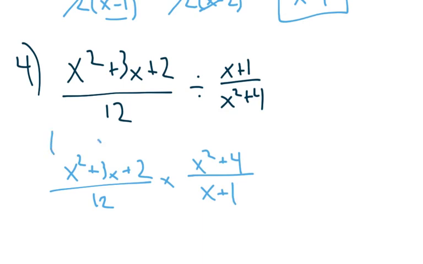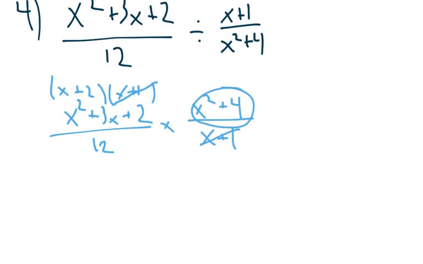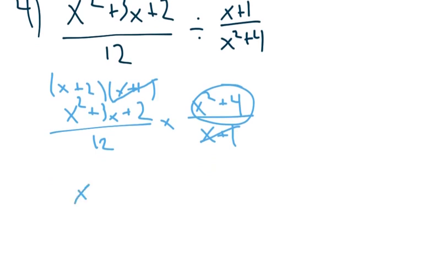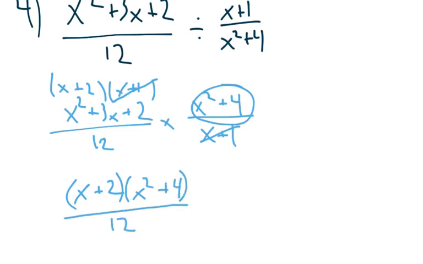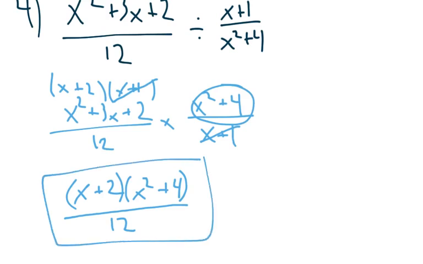Okay, so the top one right here can break down as x plus 2, x plus 1. And that's it. Nothing else really factors in this one. This is not a difference of squares, so I can't do anything with that. That stays as is. So the only thing I can cross out is x plus 1 and x plus 1. And then everything gets multiplied together. And again, there's two ways we can write this. We could say this is x plus 2 times x squared plus 4 all over 12. Or I could FOIL it out, but I don't see any real need to FOIL it out, so I will leave it as is, like that.